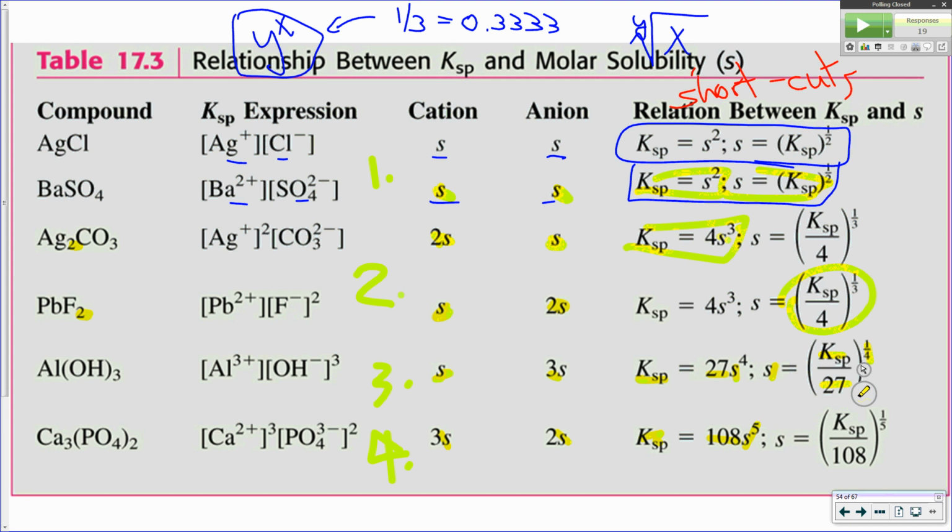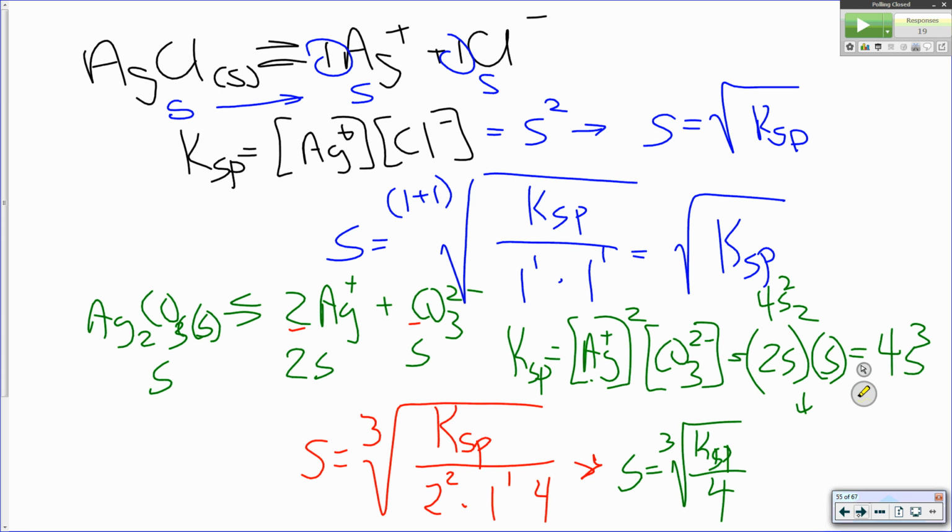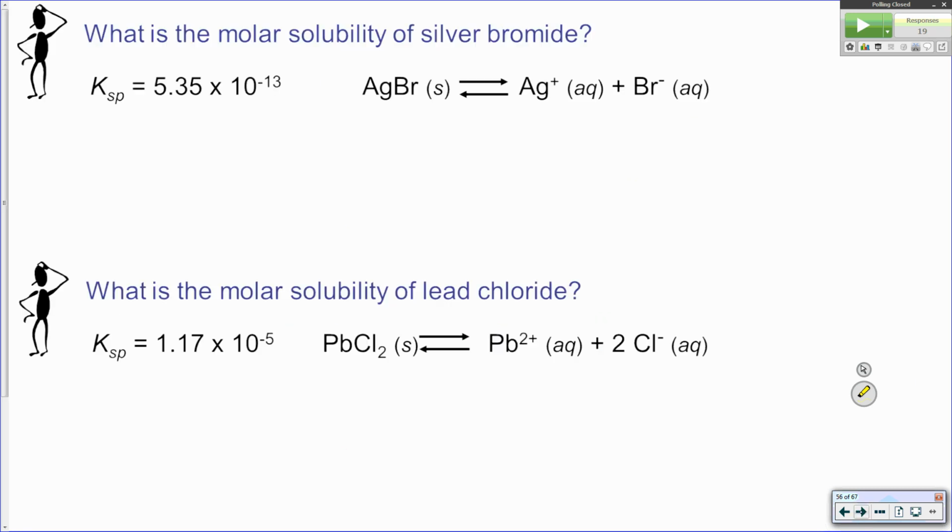So you choose your approach to how you're going to do this test. Okay, so let's do a couple of examples. What's the molar solubility of silver bromide? This may be different than the problem you have on your page because I changed it. So I've got the KSP given to me, and I want to know what's the solubility.